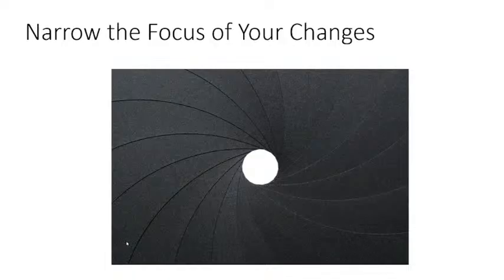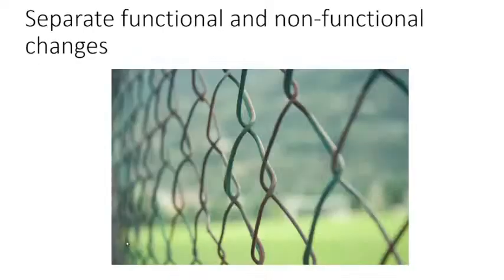One way to keep change sets small is to limit to only one feature or one bug fix per change set. Another way is separating functional and non-functional changes. And what I mean by that is the canonical example. So non-functional changes would be things like refactoring code or changing the formatting, for example, changing the indentation of it.